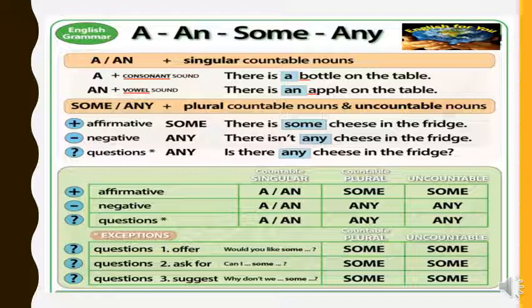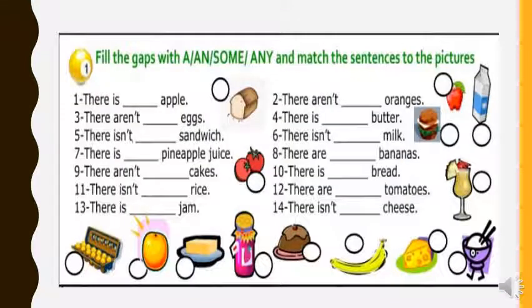Some and any are used with plural countable nouns and uncountable nouns also. For example, there is some cheese in the fridge. There isn't any cheese in the fridge. Is there any cheese in the fridge? So we always use them with plural countable and uncountable nouns.